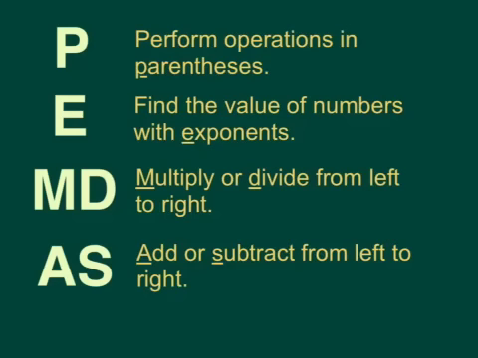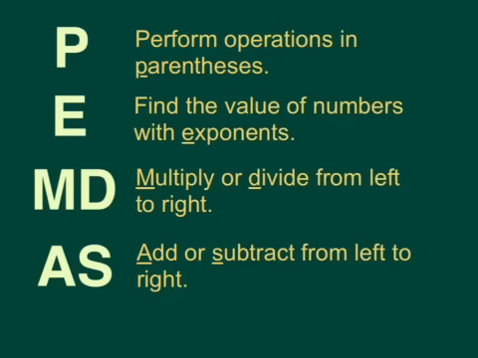First of all, usually we'll be writing it like this. This is very important. The P up here by itself, E by itself, the M and the D together, and then the A and the S together. Now, here are those 4 rules I gave you earlier, the 4 steps of order of operations. First, perform operations in parentheses. That's what the P is for. Next, find the value of numbers with exponents. That's what the E is for. Then third, multiply or divide from left to right. That's where you get the M and the D. Finally, add or subtract from left to right. That's where we get the A and the S. So here's PEMDAS, and that will help you remember this order of operations.